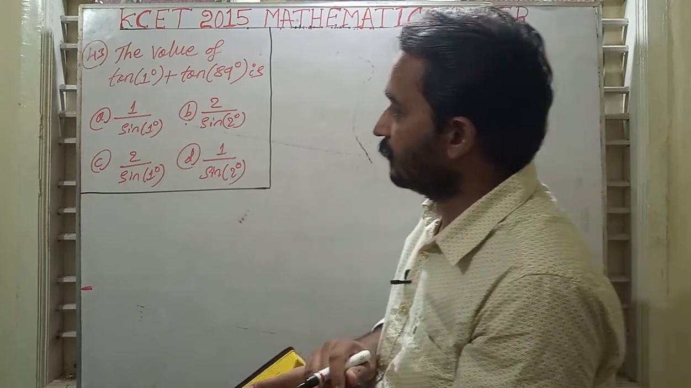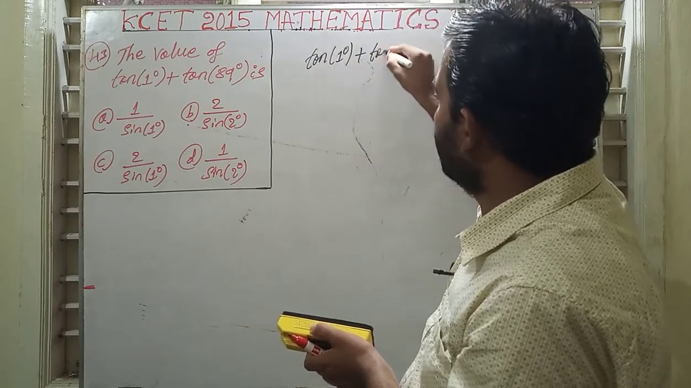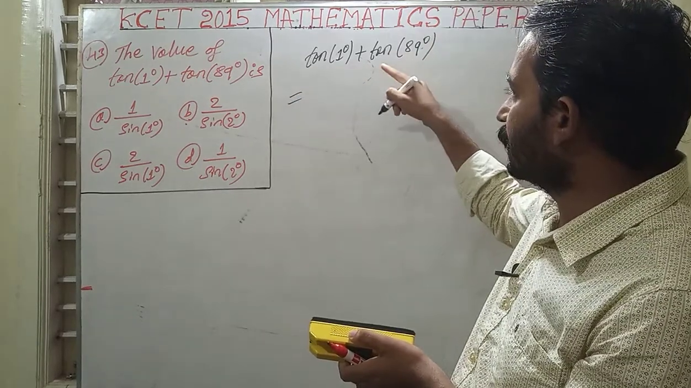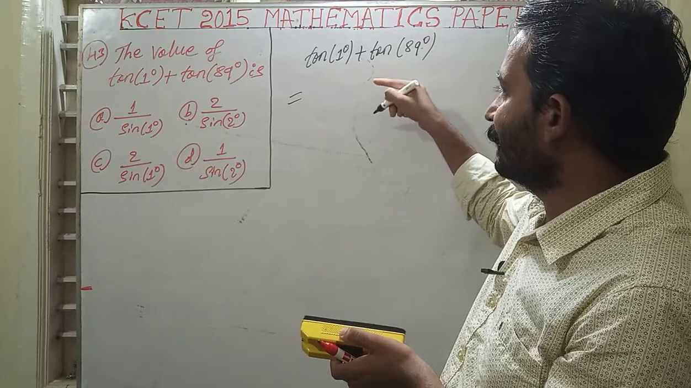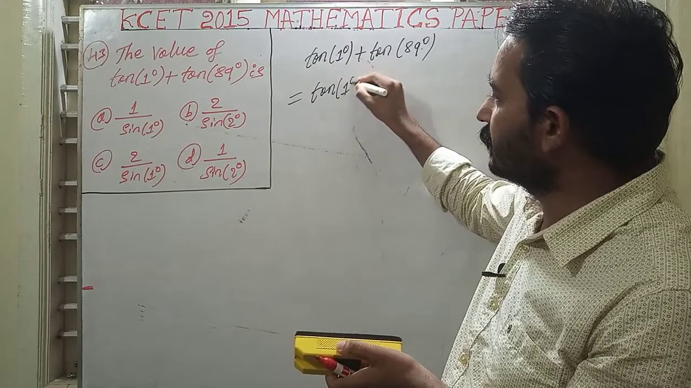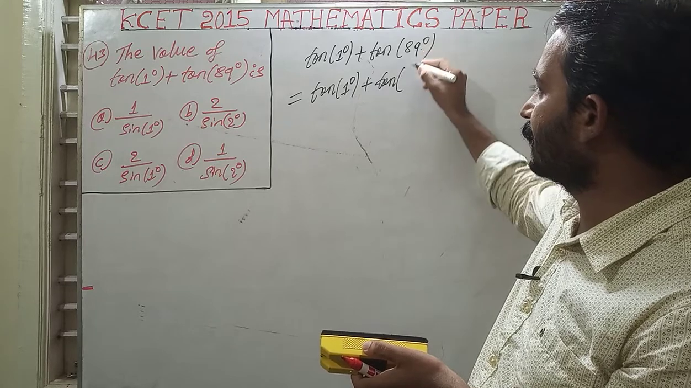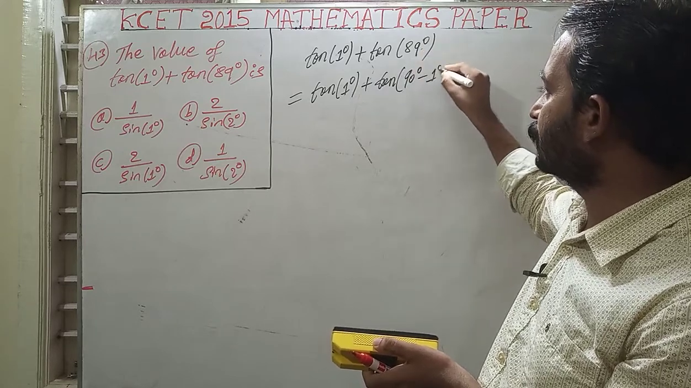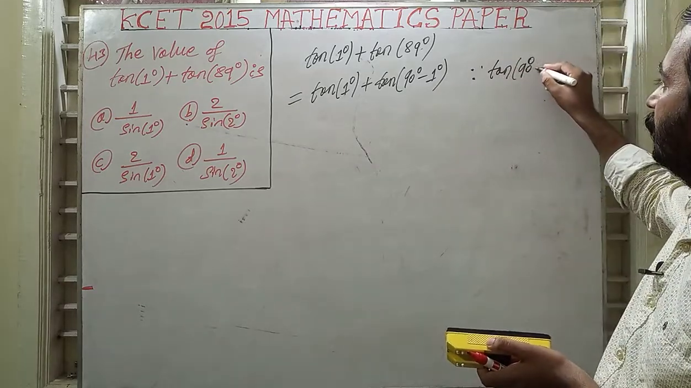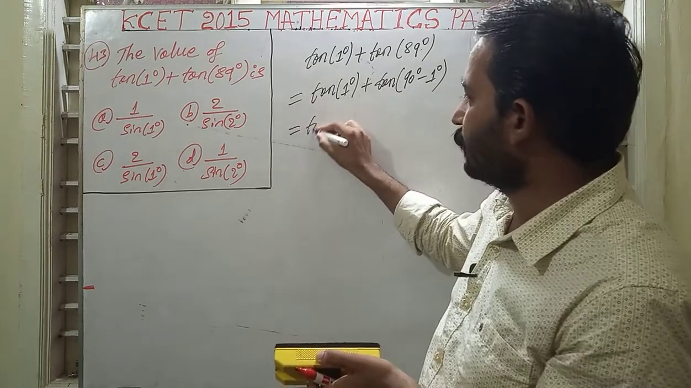So first, using the given data, tan 1 degree plus tan 89 degree. Here tan 89 degree is converted into cot 1 degree, and then we simplify this to get the answer. Tan 1 degree as it is. Using the allied angle formula, without loss of generality, 89 can be written as 90 degree minus 1 degree. The allied angle formula means tan of 90 minus theta is equal to cot theta. So now the second part can be written as cot 1 degree.